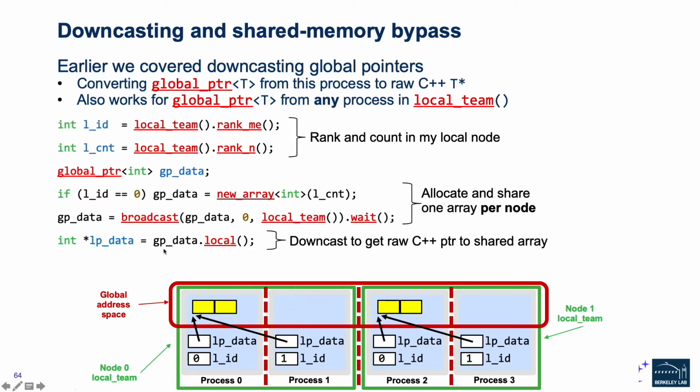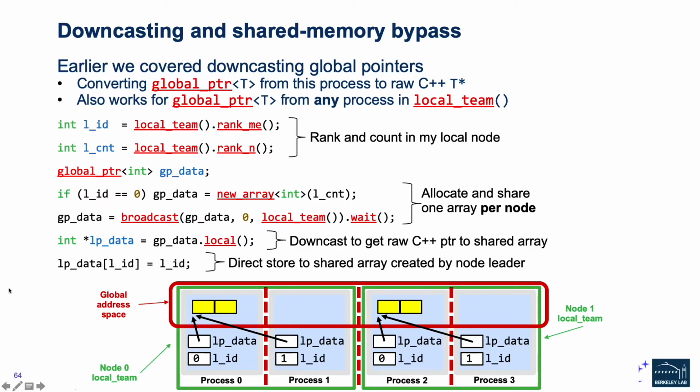Once we have that, we can do a downcast to a local pointer, and again, this is legal because we know that this object lives on a process in the local team, and so therefore we have direct load store access to it. Each process can then go ahead and access it directly using standard C++ syntax for accessing an object through a pointer.